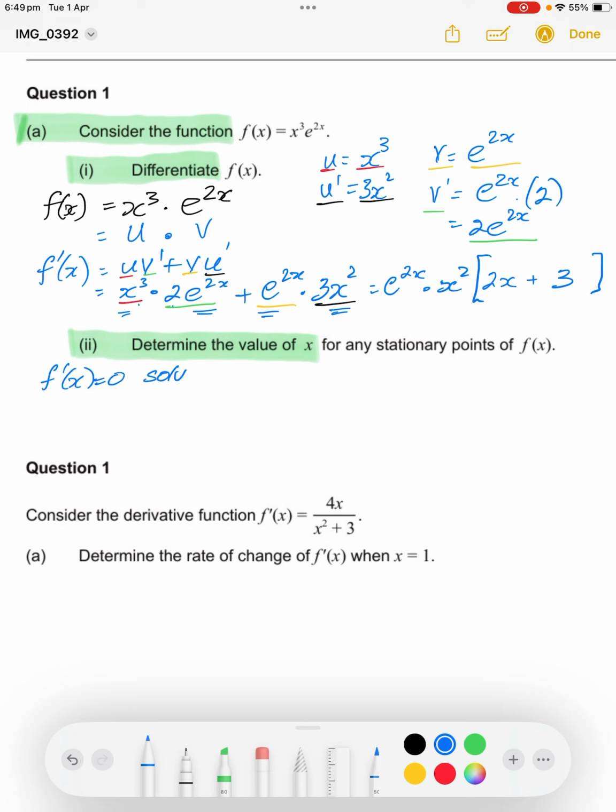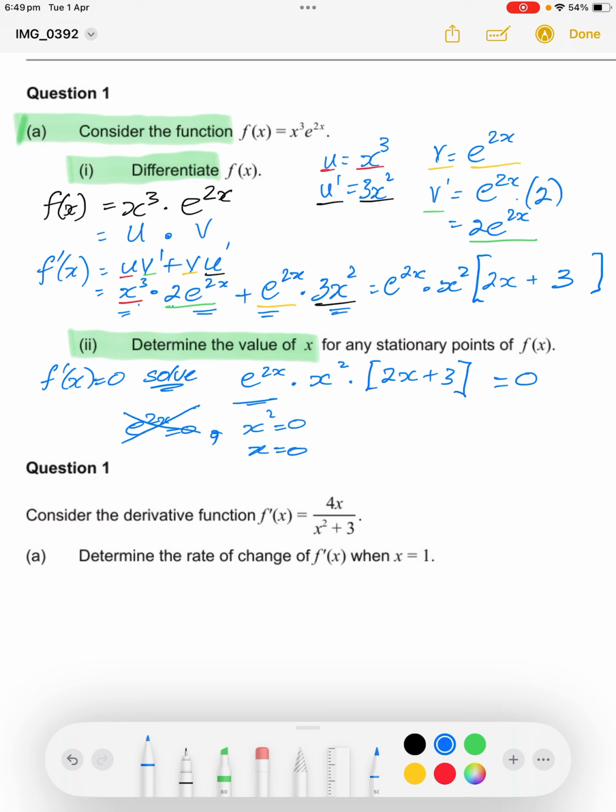We've got 3 factors, and that is when e to the power of 2x equals 0, which it won't, all right? So there won't be any x's there. When x squared equals 0, and that happens when x equals 0, so there's 1. And the third factor is when 2x plus 3 equals 0, and that happens when x equals negative 3 over 2. And we want the values of x, and there they are.